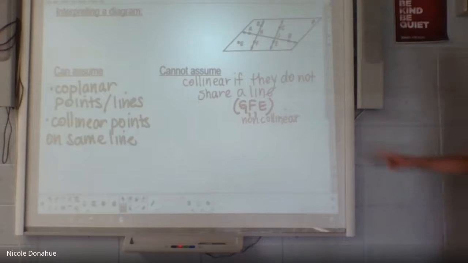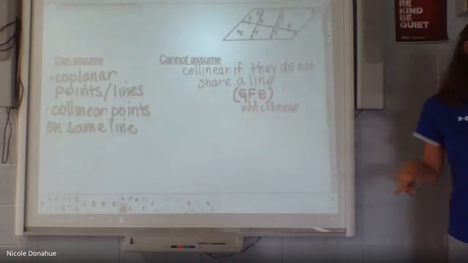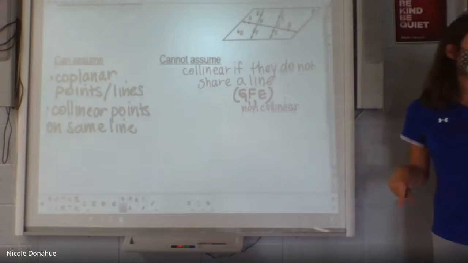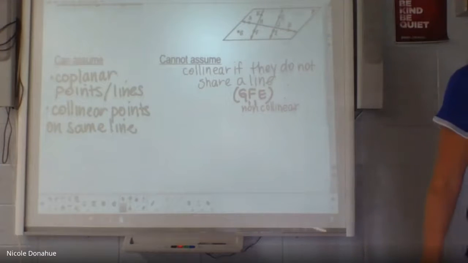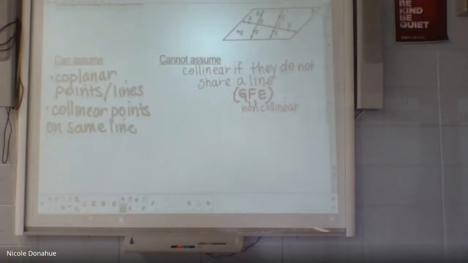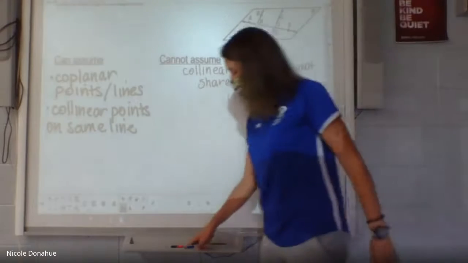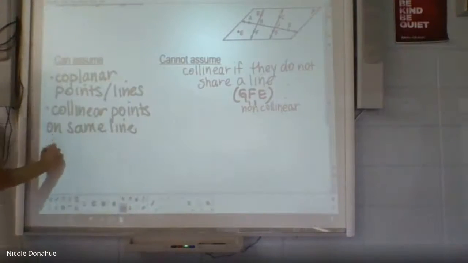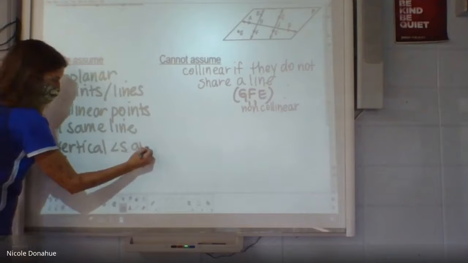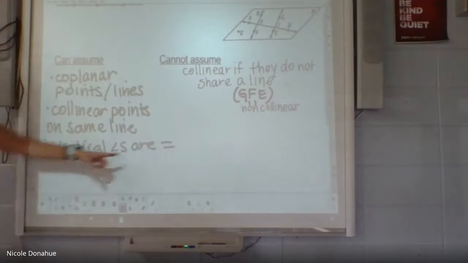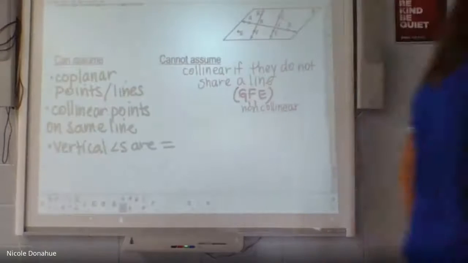All right, the next thing. Do you remember what kind of angles we can assume are equal? What kind of angles can we assume are equal in this drawing? They have a name for them. What type of angles can we assume are equal? Starts with a V. Yeah, Michael? Vertical angles. So you can assume vertical angles are equal. I use the little symbol, angles equal. Vertical angles are equal.